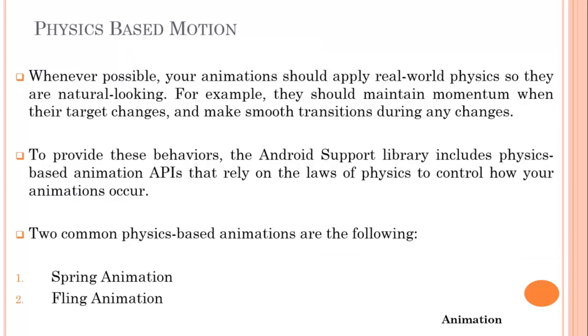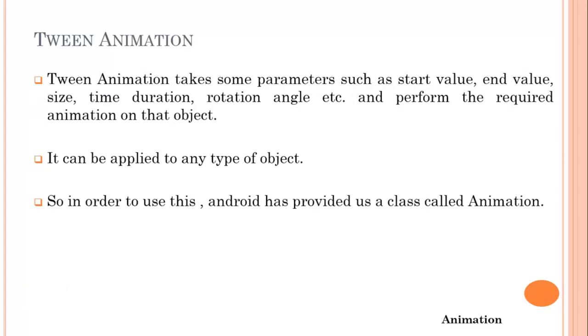The third is physics-based motion. Whenever possible, your animations should apply real-world physics so that they look natural. For example, they should maintain momentum when their target changes and make smooth transitions during any changes. To provide these behaviors, the Android support libraries include physics-based animation. Now Android Studio consists of the libraries that provide these types of animation APIs. Two common physics-based animations are spring animation and fling animation. So we will discuss tween animation.